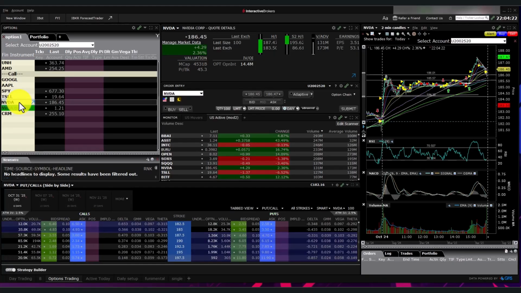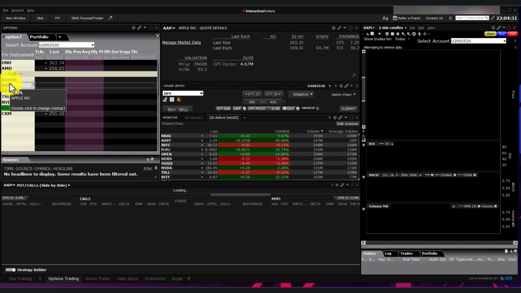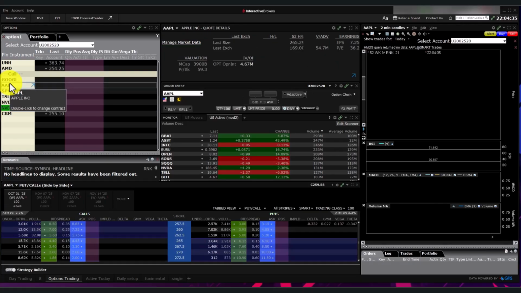There is always moving, Nvidia 4, 3, $2 up and down. There's always a move in SPY. There's always a move every day in Apple and Google. There's always a move in every stock that you can think of. But you want to trade the stock that is liquid. That means they have volume.